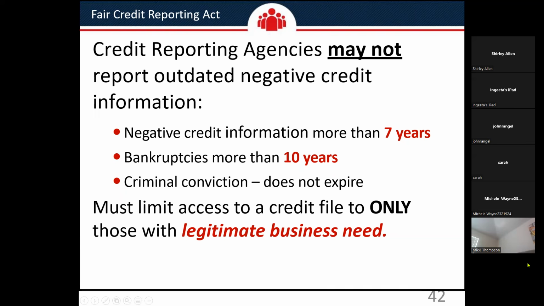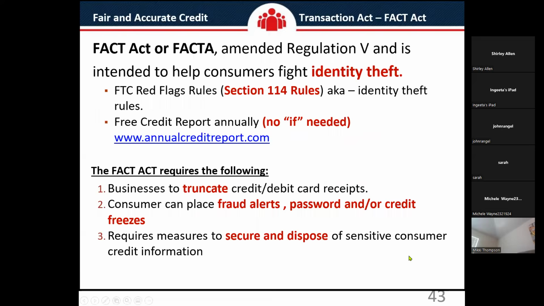It looks like someone's having a problem connecting. I don't know what happened, but you were on there before, so hopefully it connects you again.